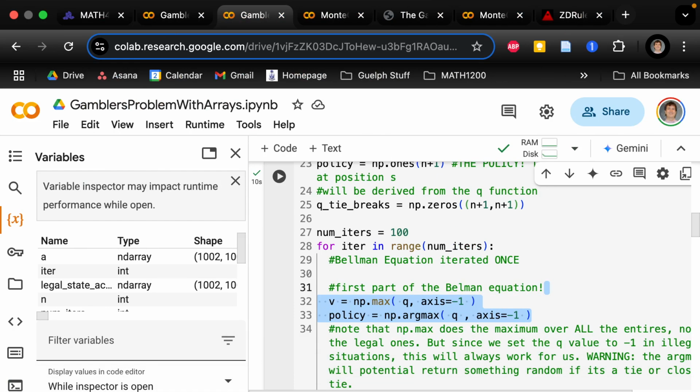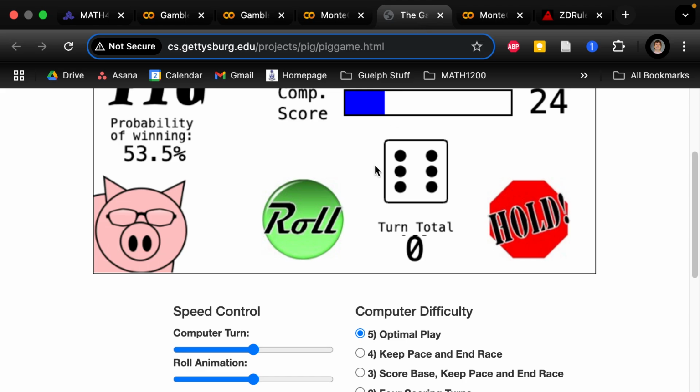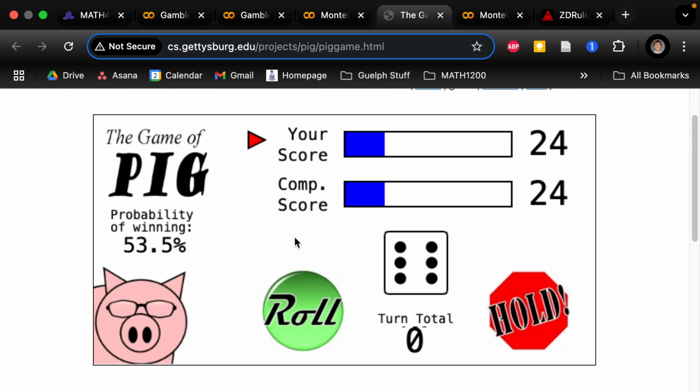Oh, okay. Another important update. I also found this on the internet, which is a little thing where you get to play pig against a computer. So I'll include this as well. You can roll, and then roll and try to beat the computer. It's actually pretty fun.